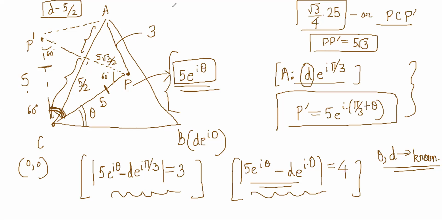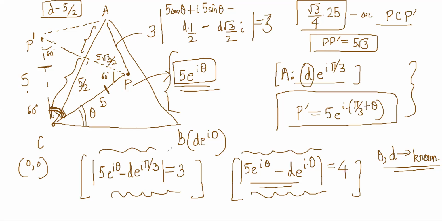So if I get 5 cos theta plus i 5 sin theta minus d cos 60, which is half, minus d root 3 by 2 i, the mod of that is equal to 3, right? So it will become some squares and some equation, but it is possible to find now. It might be a little annoying because it'll be long, but it is possible.